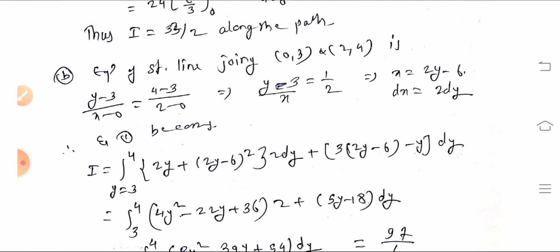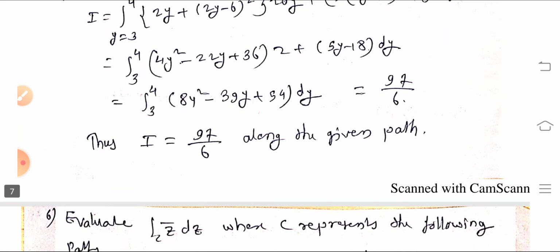So again we substitute these values in equation 1. The integrand we take in terms of y, so the range should be y equal to 3 to 4. That gives the integral of (2y plus (2y minus 6) whole square times 2) dy plus 3 times (2y minus 6) minus y dy. Integrating with respect to y and substituting the upper limit minus lower limit, we get the integral value 97 by 6. Thus I equal to 97 by 6 along the given path, which is the solution.